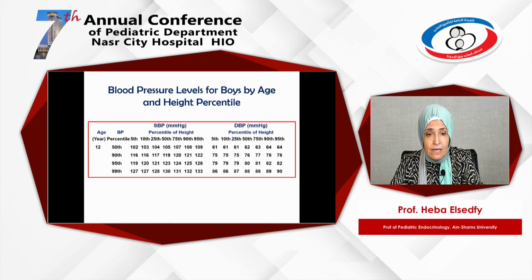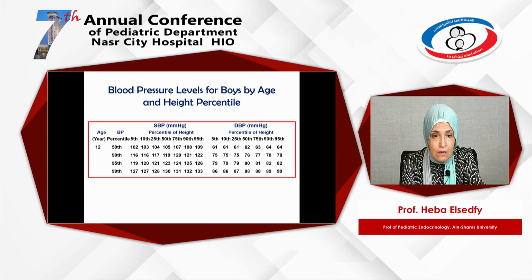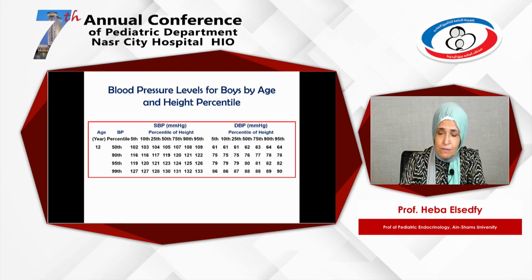So in a 12-year-old male, the 50th percentile for blood pressure will differ if he is on the 5th percentile for height. And in another child who is at the 95th percentile for height, the 50th percentile will be higher, and this also applies to diastolic blood pressure.